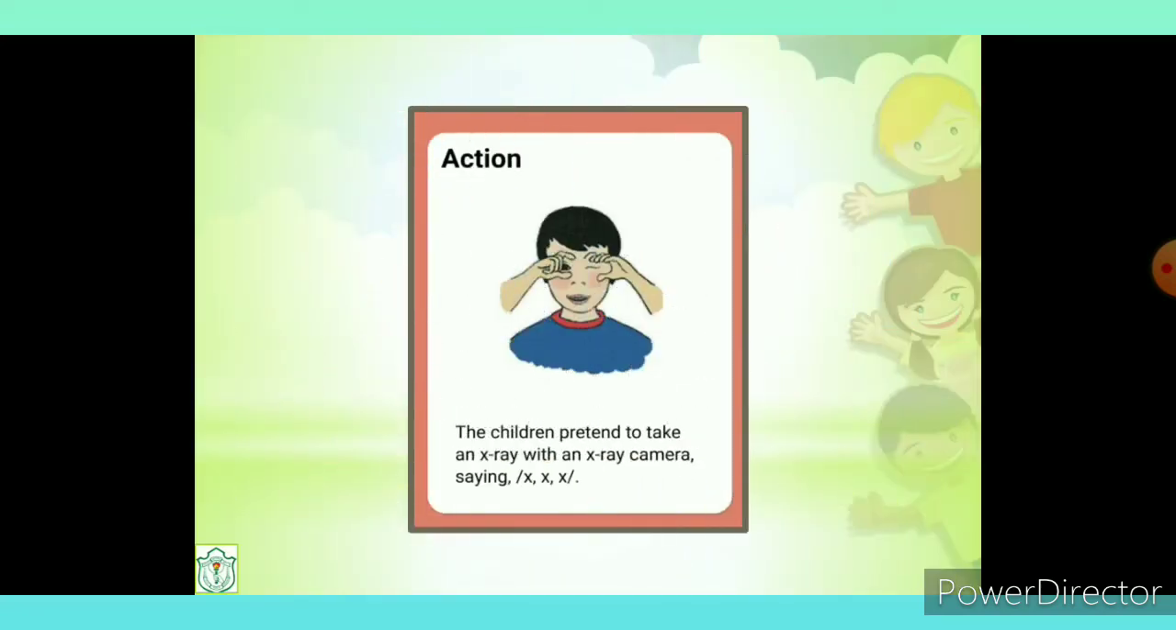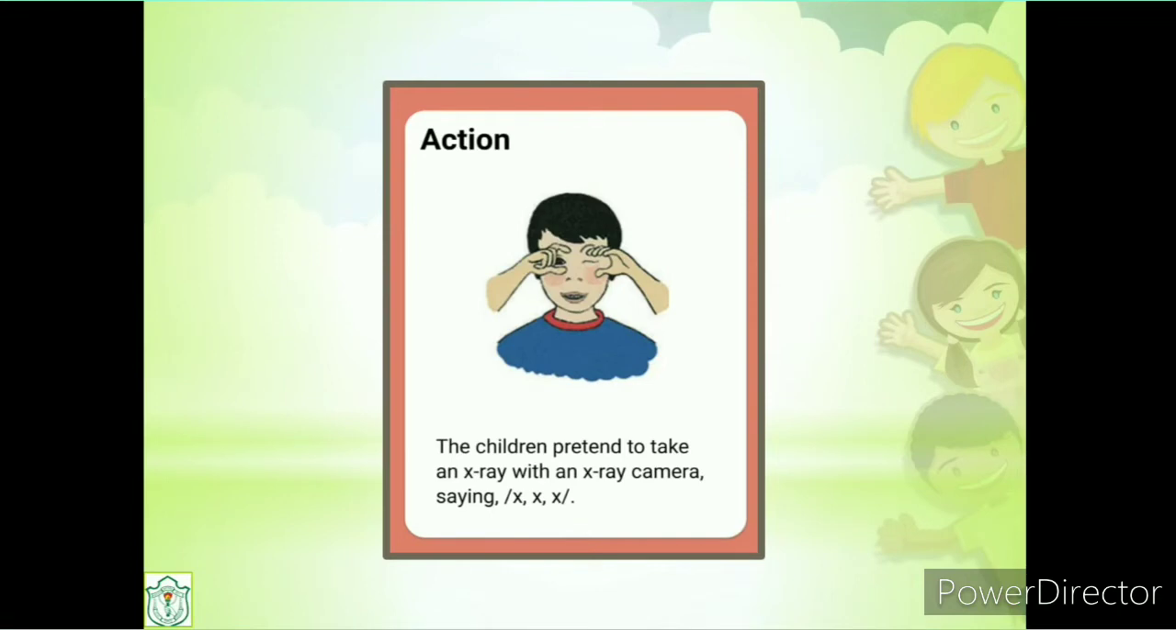So this is the action of letter X. Through the x-ray machine, we are taking the picture of our body part, where you can see the bones of your body part. So you have to pretend that you are using an x-ray and taking a picture through the x-ray camera, and you have to click the camera and say the sound x, x.